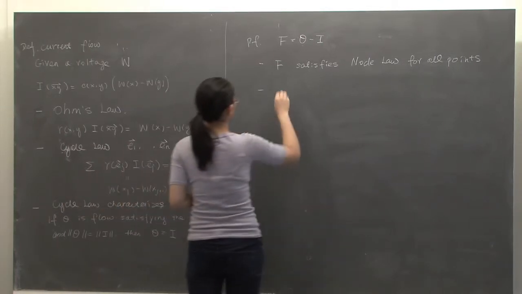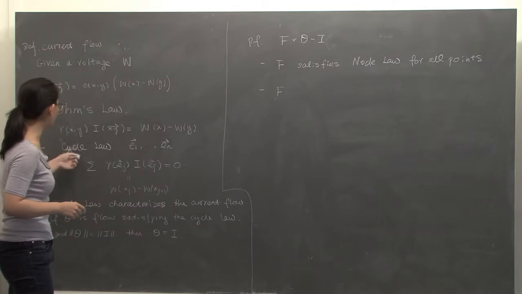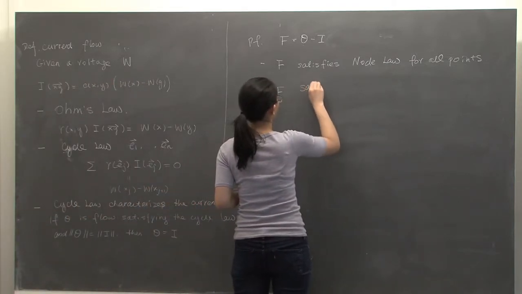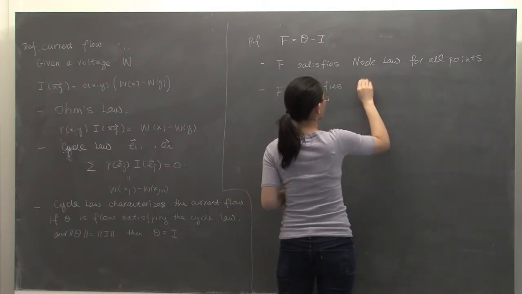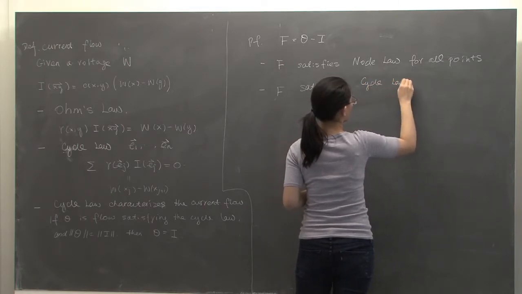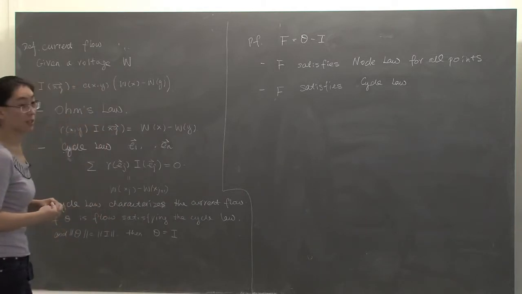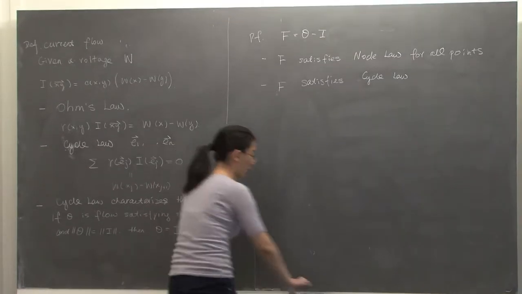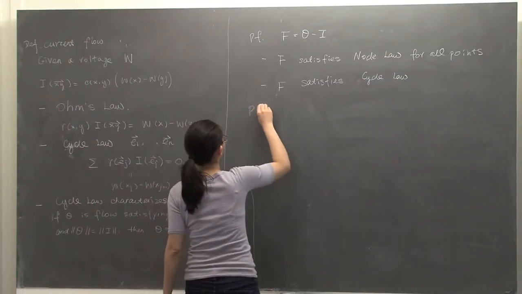Second, since we assume that this theta satisfies the cycle law, and we already know that the current flow satisfies the cycle law, this f also satisfies the cycle law. Okay, so these are the two properties that f satisfies. And now we want to show that f is 0 everywhere. So we prove by contradiction.